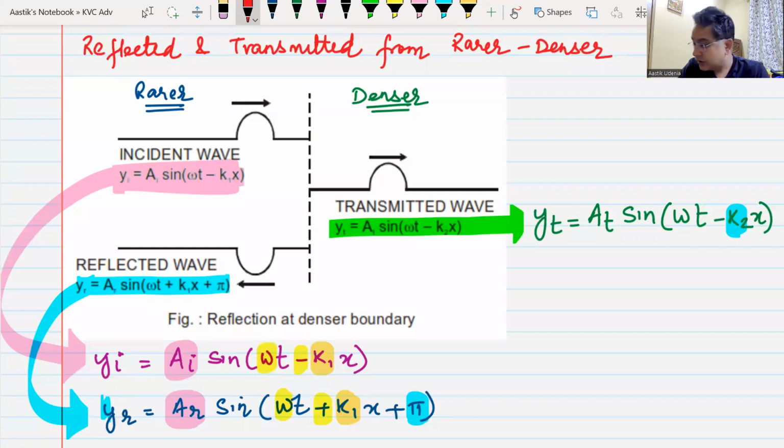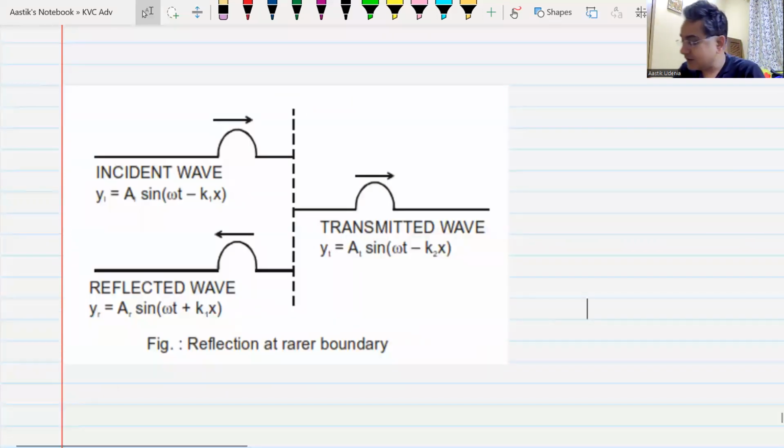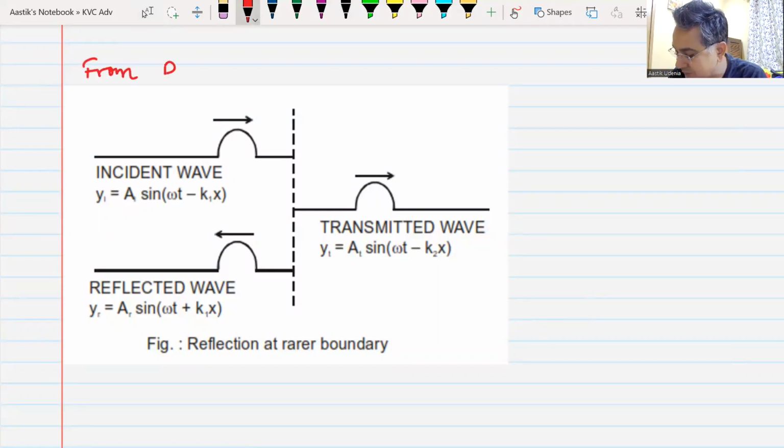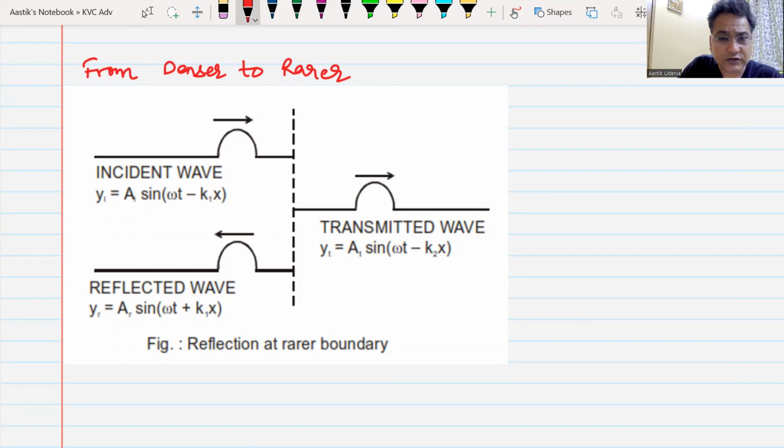This was reflection and refraction from a denser medium. Now you will have to write reflection and refraction from a rarer medium. Can you do it on your own? Yes, sir. Okay, this is the diagram that is there. Now it is getting reflected and refracted from denser to rarer. So you have to draw the diagram again from denser to rarer. You understand everything in this diagram? Yes, sir. I'll give you 2 minutes to draw this diagram.